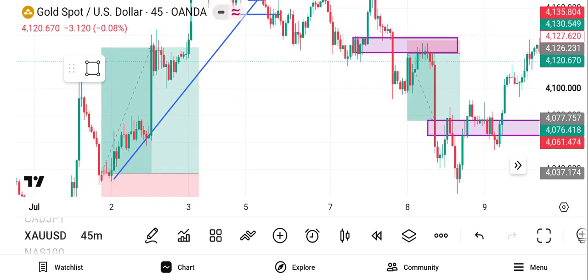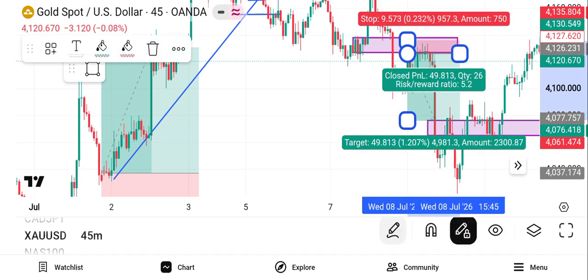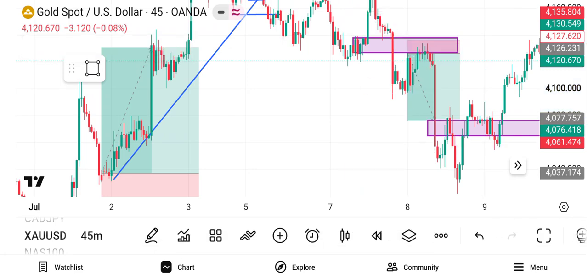originally I was supposed to extend in more than this, but since I have 1:5 I'm satisfied with that. That was why I exited the trade from this zone. This 1:5 risk to reward. You can see the before of that trade.